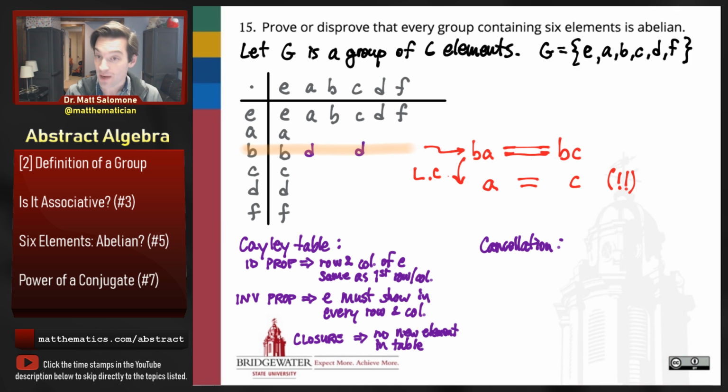And that would come as a surprise to us, because we decided that our group has 6 elements in it, right? And that, therefore, A is, by assumption, a different element than C. So what this means is that we can't actually have the same element appear in two places on the same row. So no repeat elements in any row because of the left cancellation property.